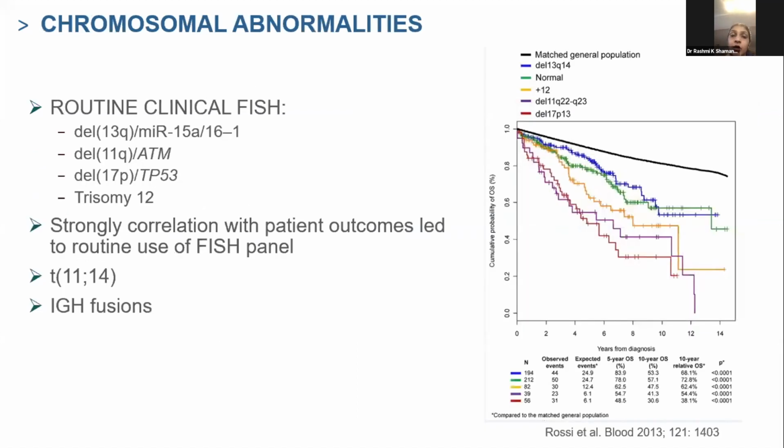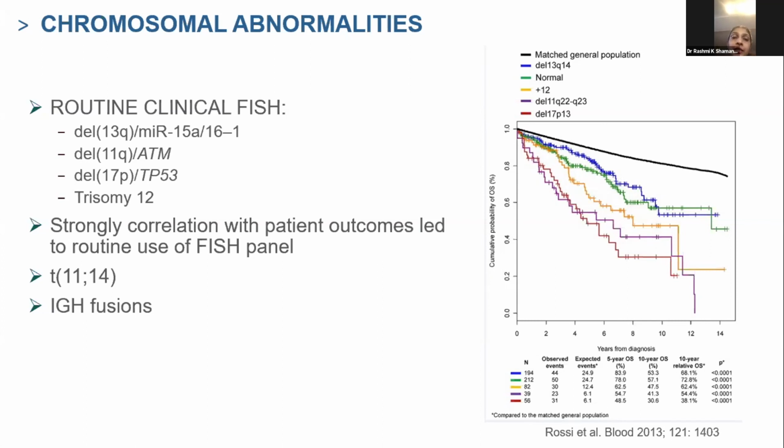Then we have the basic chromosomal abnormalities. I guess pretty much across the board, everyone now performs the routine clinical FISH for the 4 classic abnormalities, the deletion 13q, 11q, 17p, and trisomy 12. And several studies have established the prognostic impact of these abnormalities that made it possible to incorporate this as a routine workup in every disease.